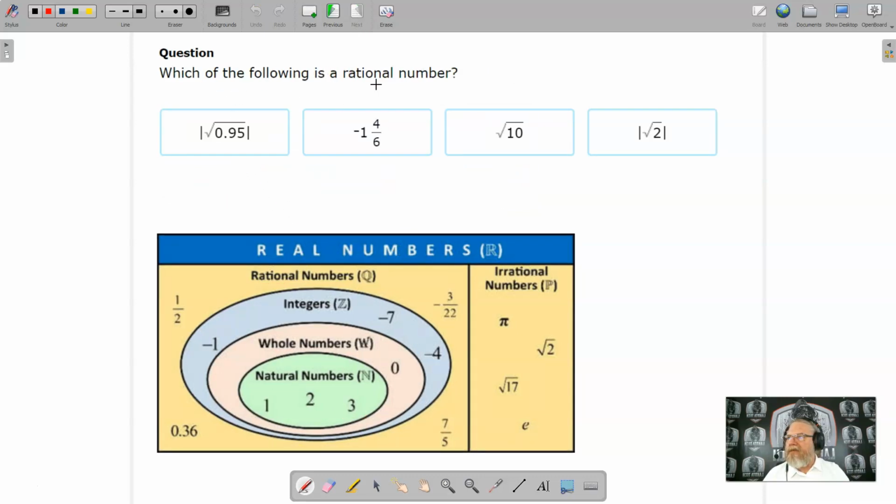Final question, which of the following is a rational number? So let's go ahead and start off with this, the absolute value of the square root of 0.95. So let's go ahead and take that square root of 0.95. The square root of 0.95 is going to give us a decimal number. It's a really long one. It looks like it doesn't terminate. It's going to be 0.97467. It's going to keep going. And the absolute value of this is that value itself.